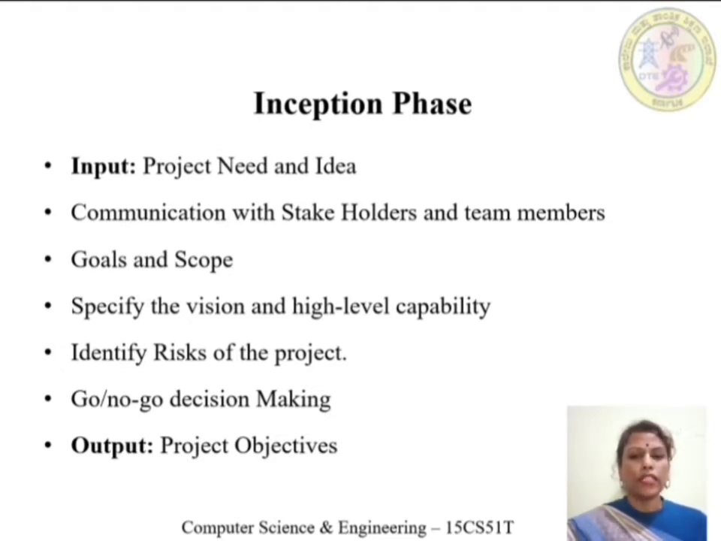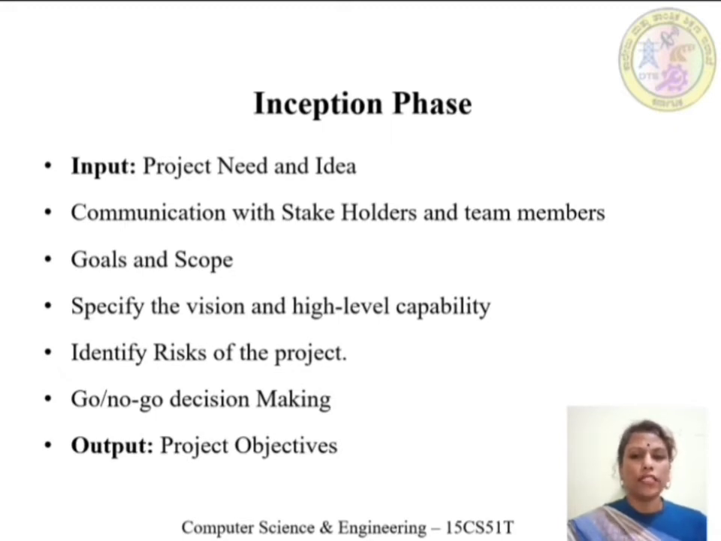Okay, and next in this phase, the team members and stakeholders together specify the vision and high level capability of the product which has to be developed. See here, vision is nothing but the future vision, or how our product has to look, how our product looks like, that has to be designed. And the high level capability, or what the user wants from the product, has to be specified at a high level, in a logical way.